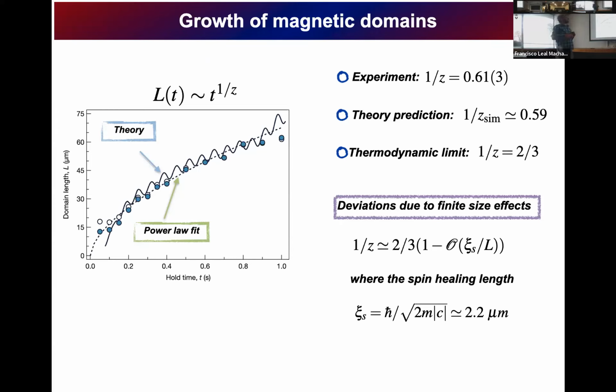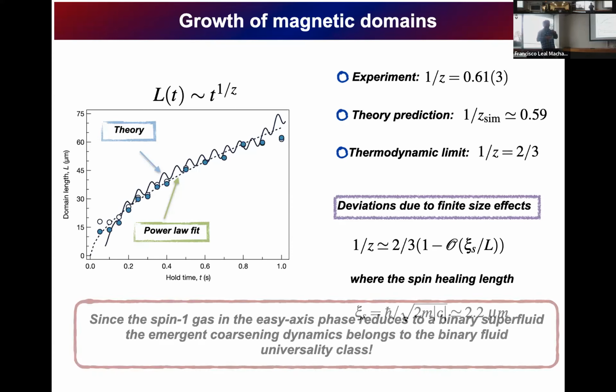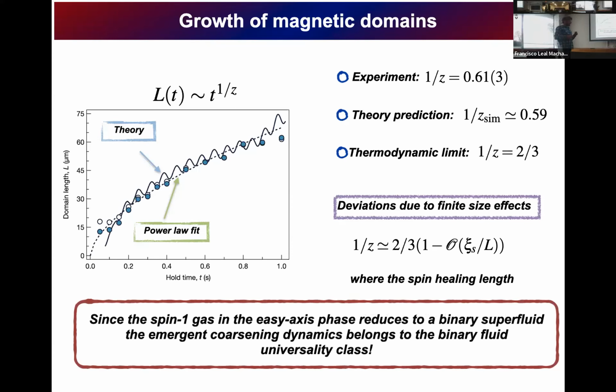And now, as I said, you can show from perturbation theory that deviations stem from finite size effects in the critical exponent, and they correspond to corrections from the spin healing length that you see here. Okay, so finally what I want to say is that in the easy axis phase, the spin 1 gas reduces to a binary fluid, and from this we can conclude that the universal coarsening dynamics here belongs to a binary universality class.